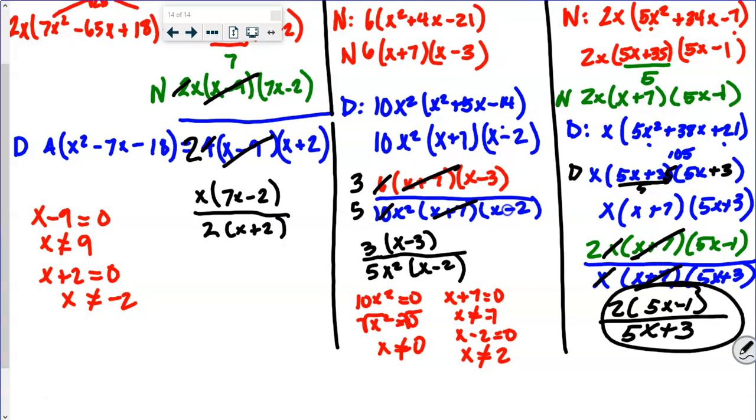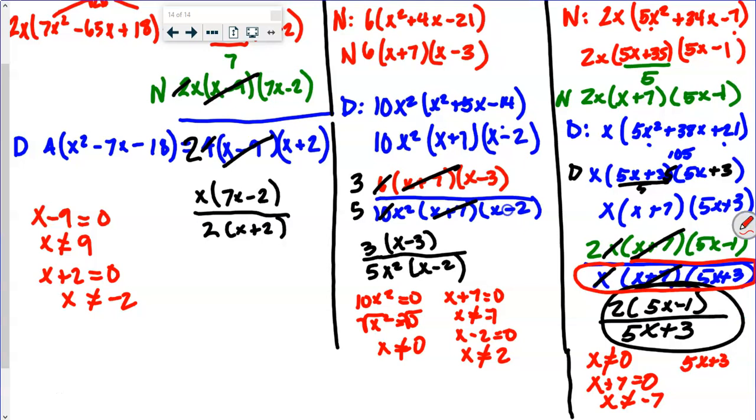So now we have to, again, look at where our zeros are. We're going to look at this whole denominator right here, and set all of this equal to 0. So we've got x equals 0, so x cannot equal 0. We got x plus 7 equals 0, so x cannot equal negative 7. And then we've got our 5x plus 3 equals 0, so that's going to be 5x equals negative 3. Divide both sides by 5, so x cannot equal negative 3/5 either.